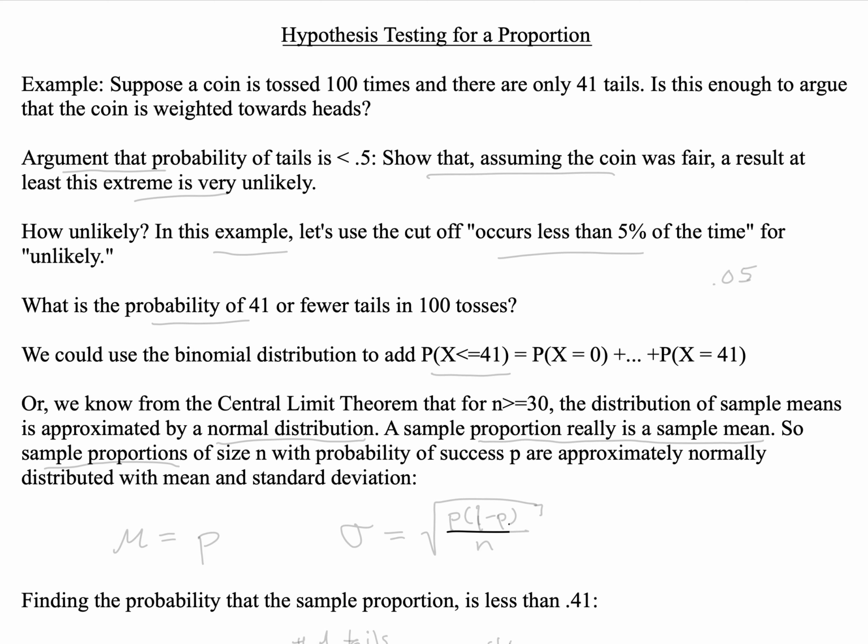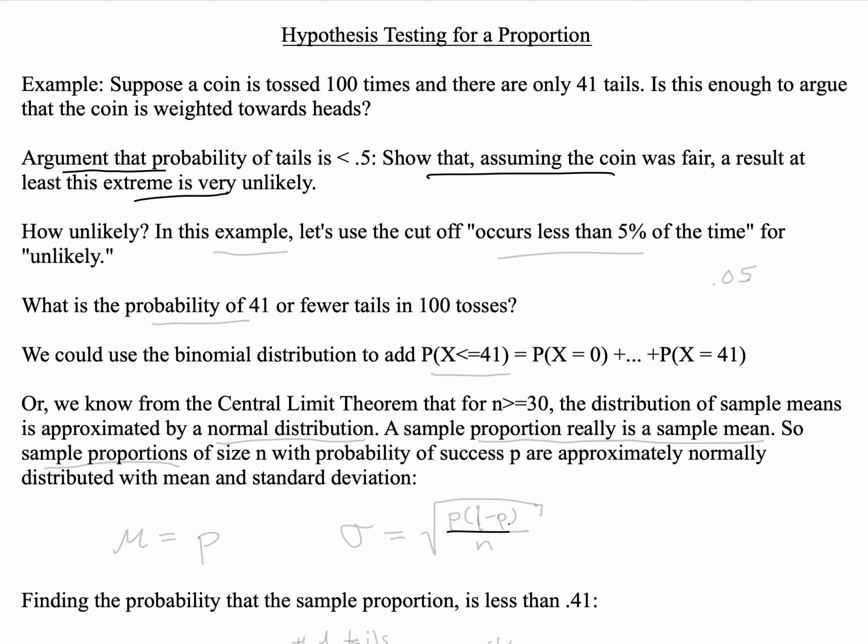One way we could do it is say, okay, well, if the coin was fair, what is the probability of 41 heads or fewer? What is the probability of a result at least this extreme? So our argument to show the coin is unfair, or find out that it isn't, either way, is to say, assuming the coin is fair, what is the probability of a result at least that extreme? And if it's an unlikely result, then we'll say that tells us the coin is not fair. If it's not that unlikely, then we'll say we have not proven that the coin is unfair.